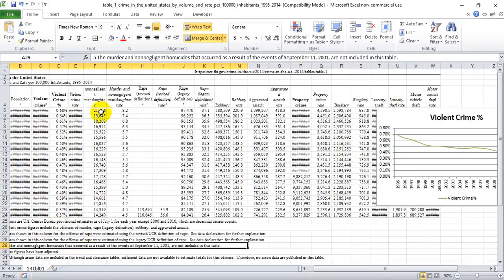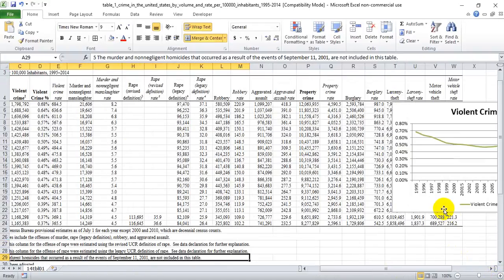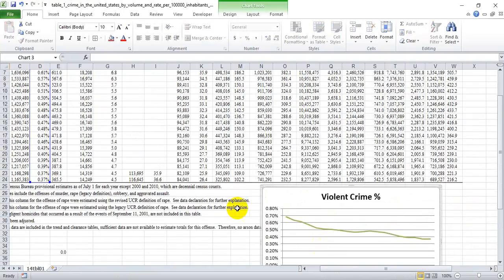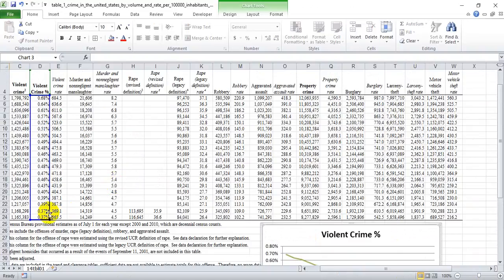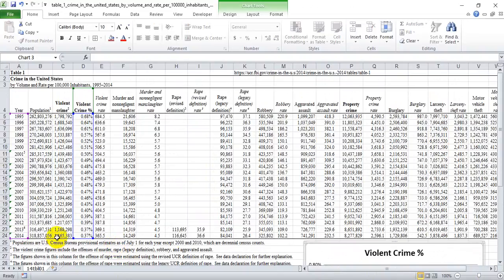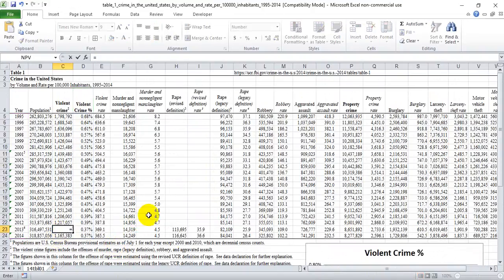Okay. I need to keep it 100%, it looks like. So let's just move this down here and we'll just remember 0.37%, 0.37%, and I want to change this to include the revised definition. So hopefully this percentage goes up if I've done this correctly. I said it included non-negligent murder and manslaughter. We're going to use the revised rate and not the legacy definition, and then include robbery and aggravated assault.